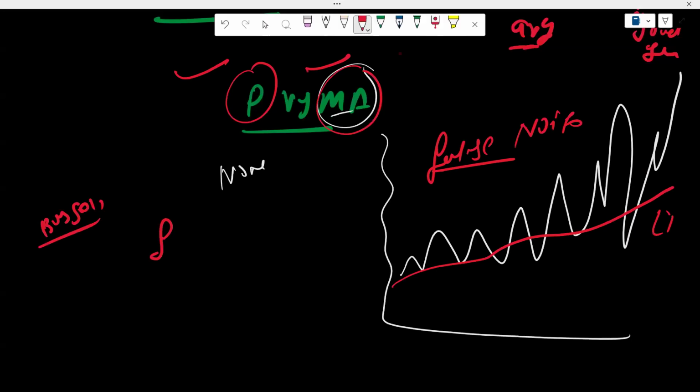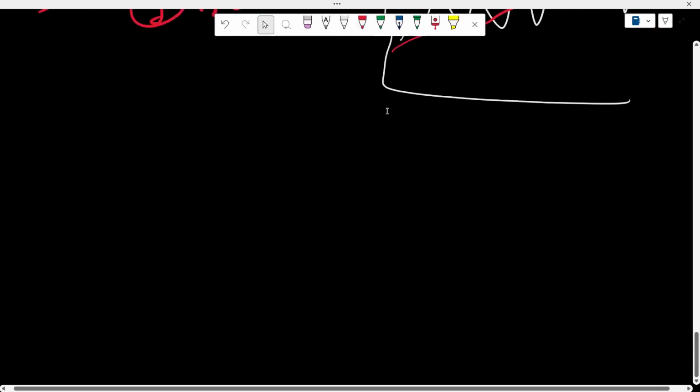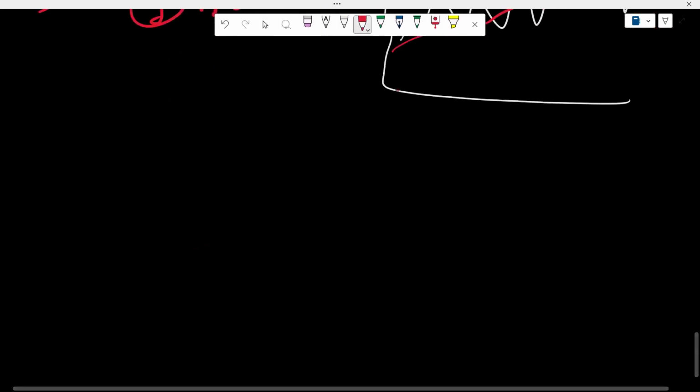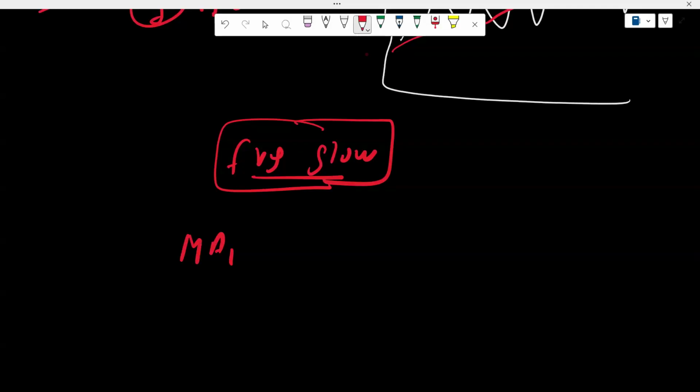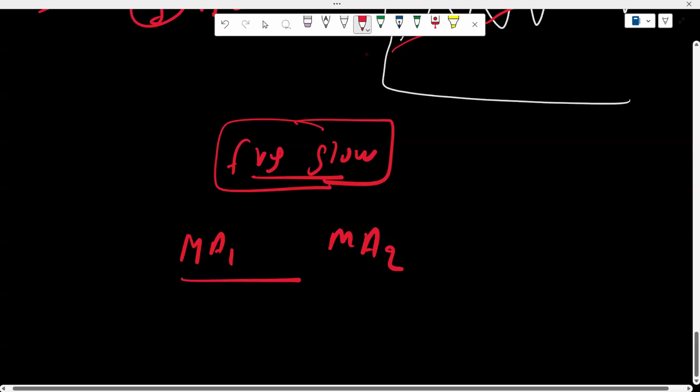It is all about fast versus slow, right? When fast is crossing above slow, it's a buy point, and when the fast is crossing below, it's a sell point. So if it is about fast versus slow, now I will make one moving average fast and another moving average slow, and then I will compare. I will simply compare one moving average with another, so that I can get a clear buy and sell point in the market, right?